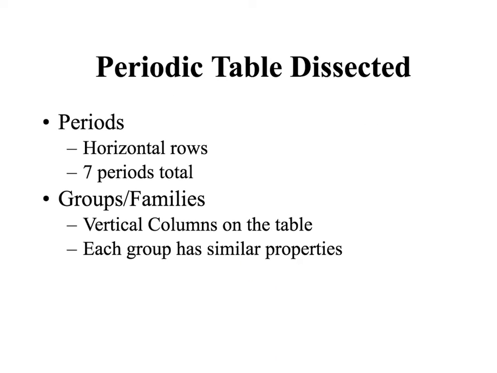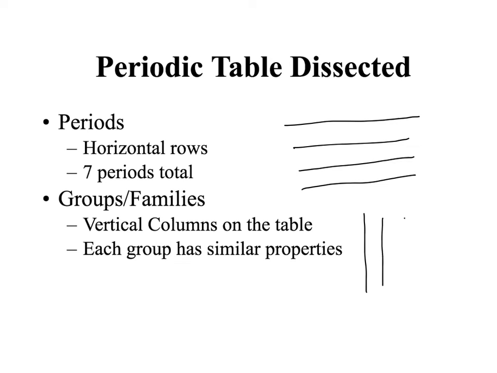Looking further on the periodic table, to dissect it to understand it a little better, on the periodic table there are horizontal rows. Those horizontal rows we call the periods. And on the periodic table there's groups or families. Those are the vertical columns on the periodic table. So we have periods and groups or families. Let's look into those a little further and see if they have any names.